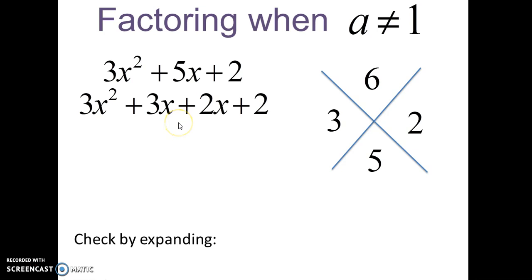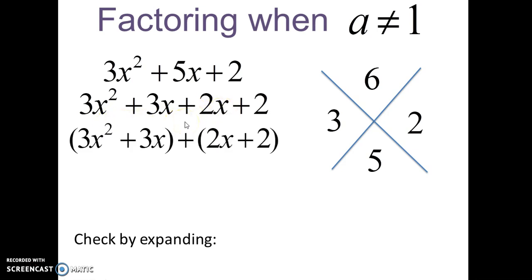The next step in grouping is to group things. All right. We have 4 things. We're going to group them in pairs. So group the first two by putting parentheses around it. Group the last two by putting parentheses around it.